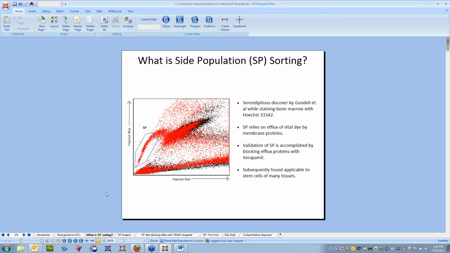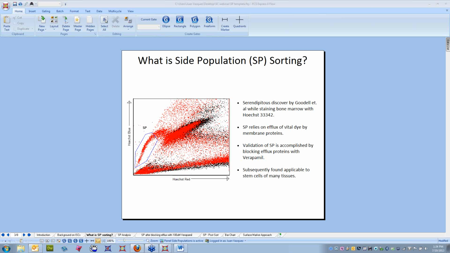So as I mentioned, this was a very fortunate discovery, and it relies on the efflux of the vital dye by membrane proteins unique to stem cells. This seems to be a conserved mechanism: these stem cells express these effluxing proteins on their membrane, and these kick out not only dye, but also any other kind of xenobiotic invading molecules.